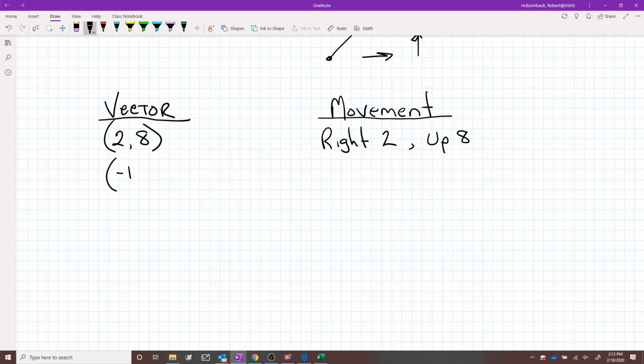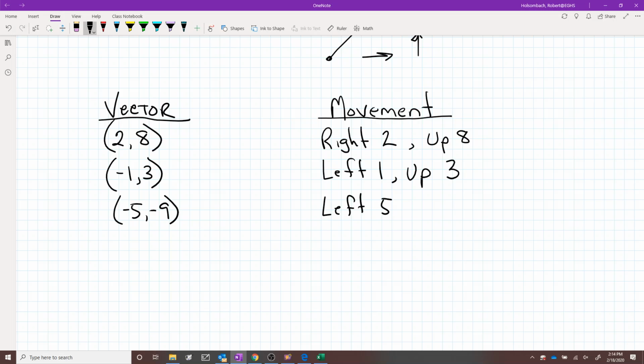If our vector is -1, 3, we're going left 3 and... No, we're going left 1. Sorry about that. Left 1 and up 3, right? Okay, my bad. Left 1 and up 3. And what if we go -5, -9? Left 5. Down 9.